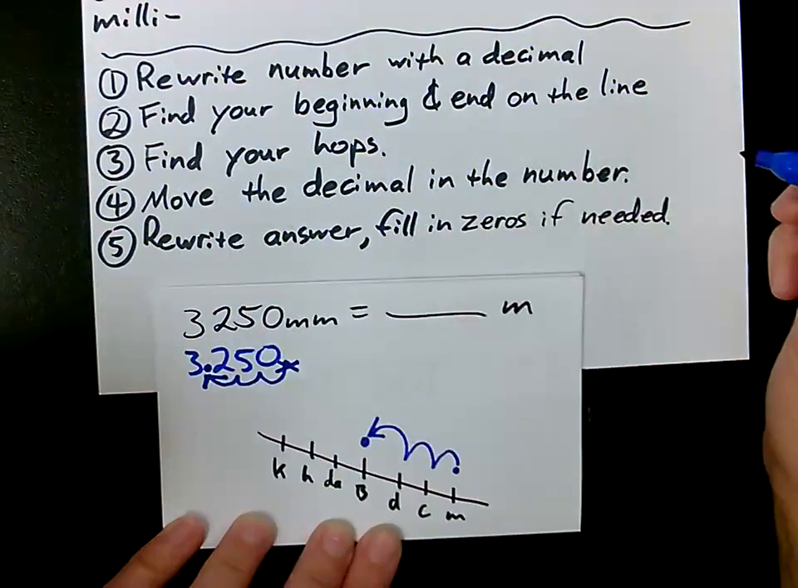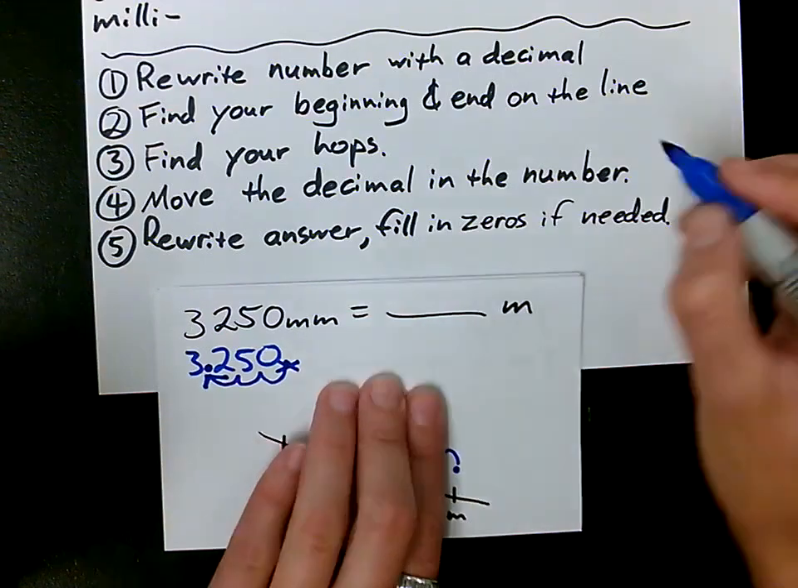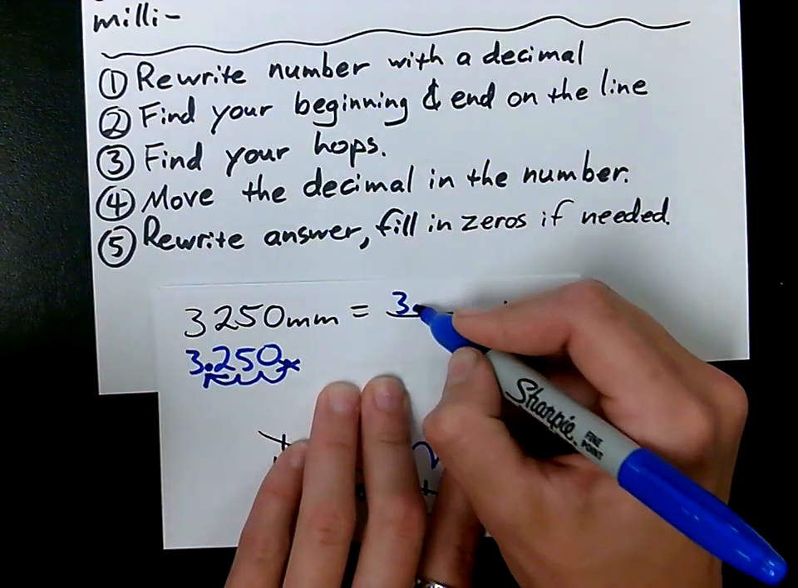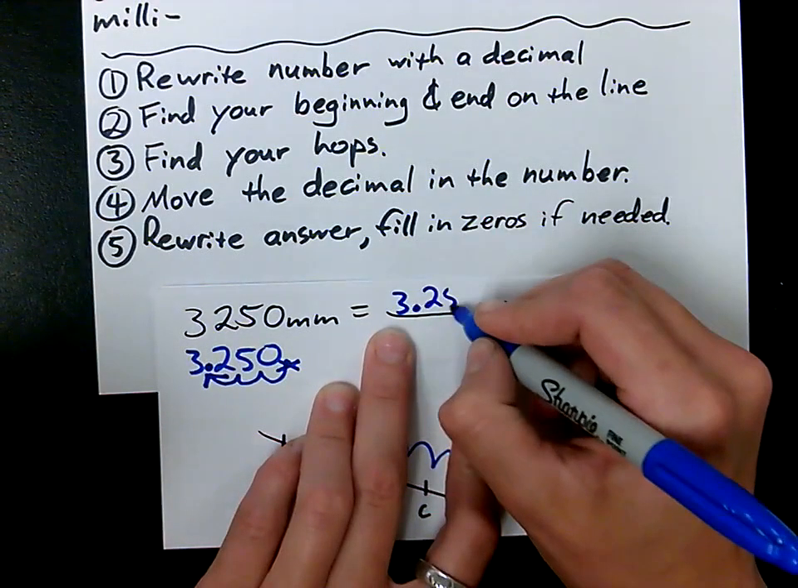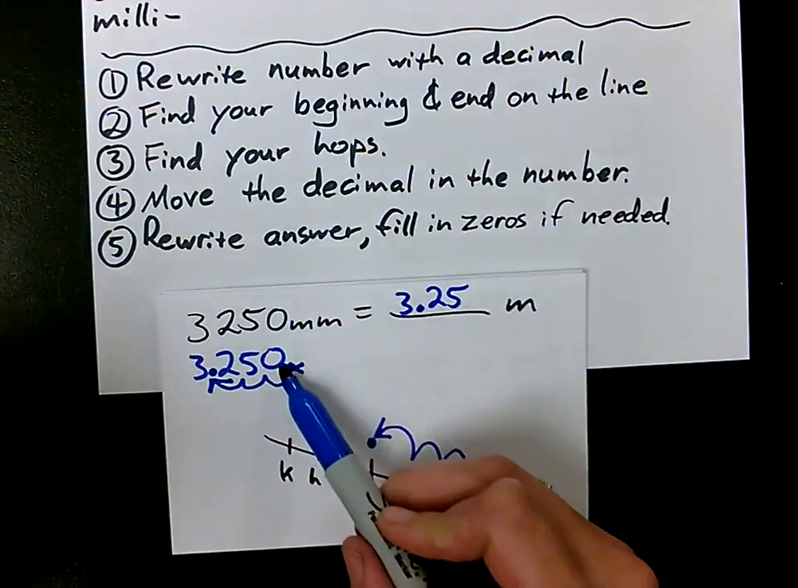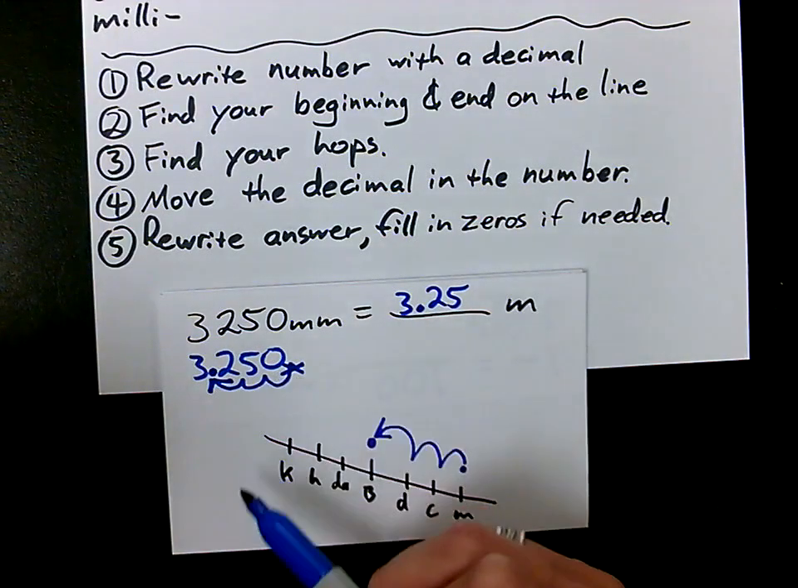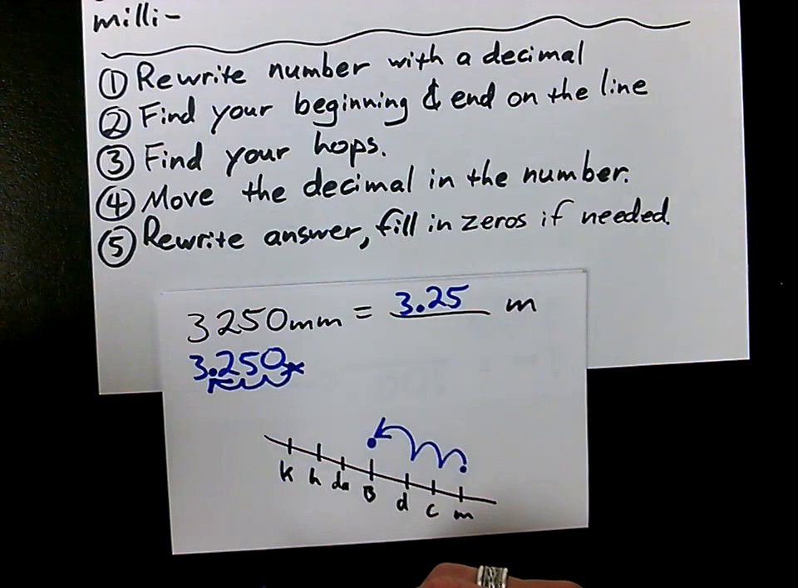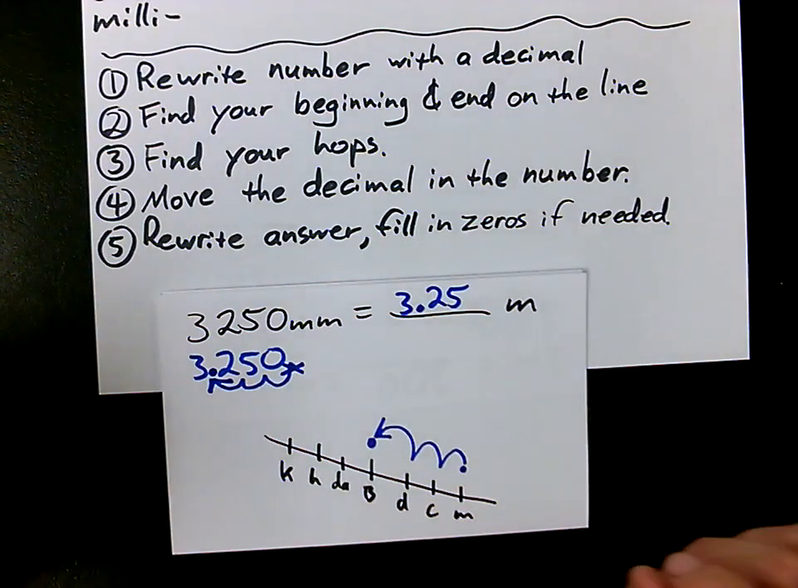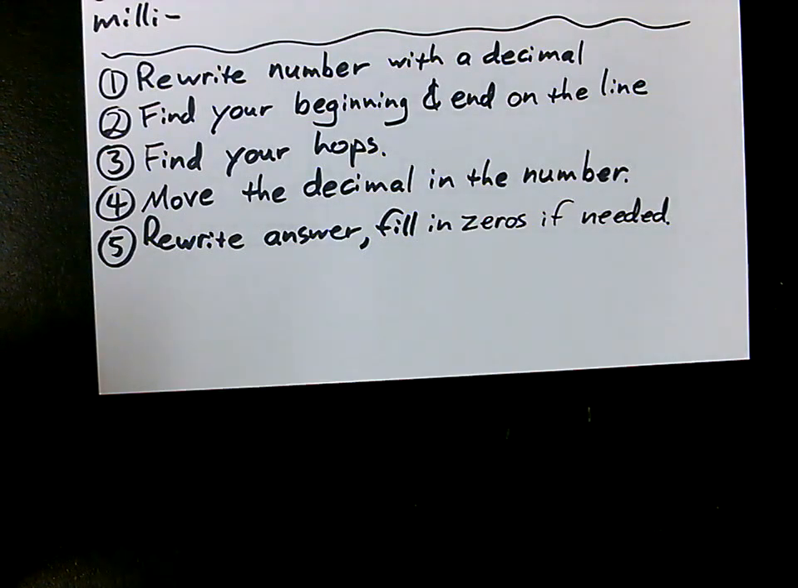All right, that means our decimal point is no longer there. It's now in between the 3 and the 2. So our final answer is 3.25. And I'm just going to leave that 0 off the end because we don't need it. So 3.25 is our final answer there. All right, let's do another one.